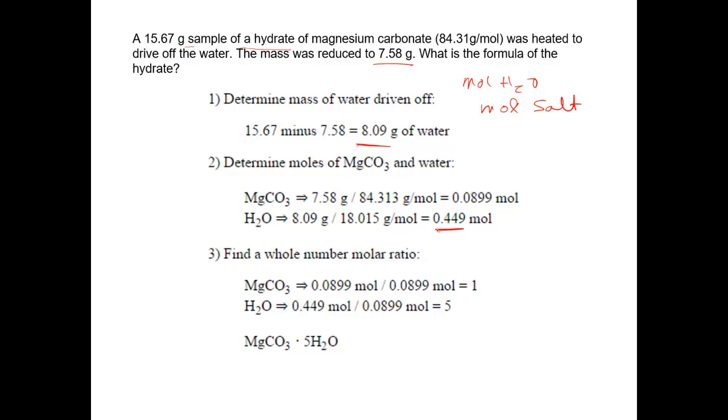Then you figure out how many moles that is. You do the same thing for the dried compound. And then you've got to figure out what the mole ratio of the two is. So divide them both by the smallest of the two. In this case, we come out with 5. So that means there's 5 moles of water for every 1 mole of magnesium carbonate.